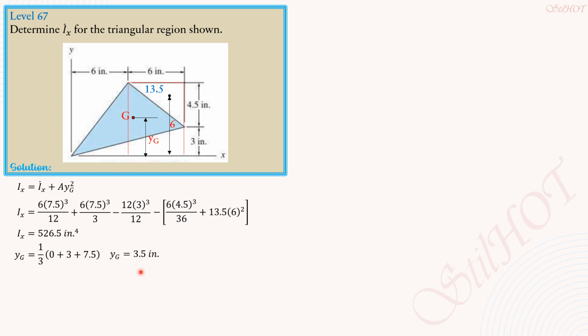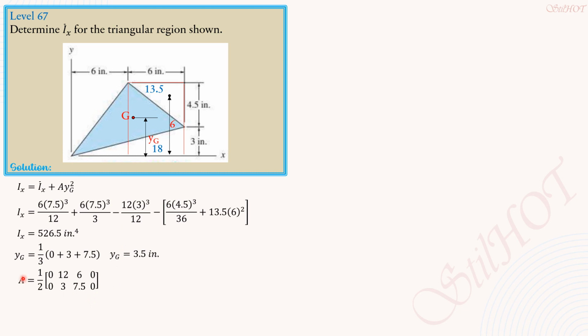Having found that, we can compute the area by coordinates also. The area here is 1/2 of 12 times 3, so 18 square inches. So area is 1/2 of quantity 0, 0, then 12, 3, then 6, 7.5, then back to 0, 0 to close the figure.